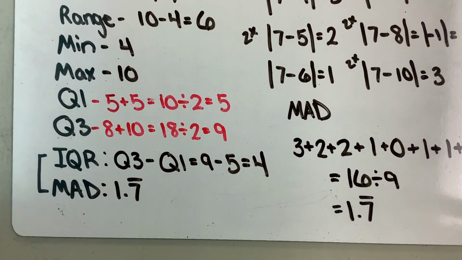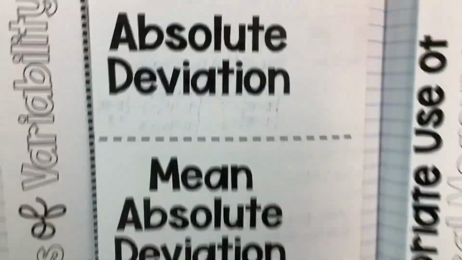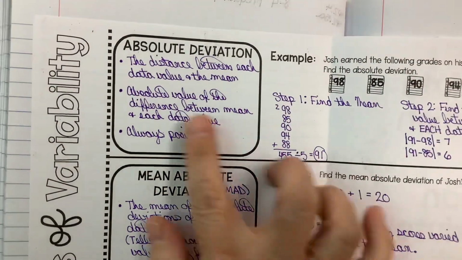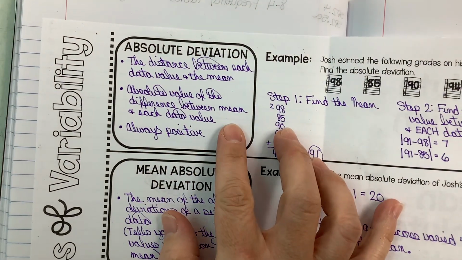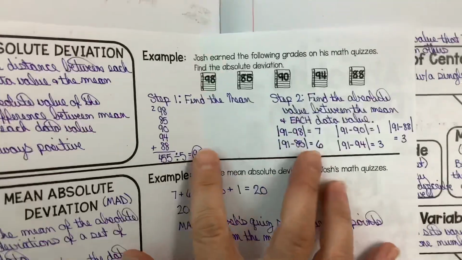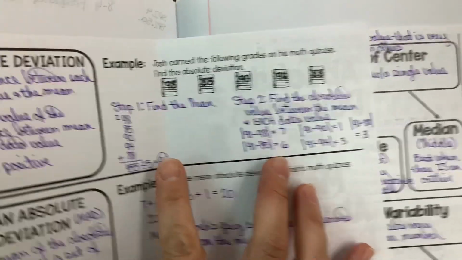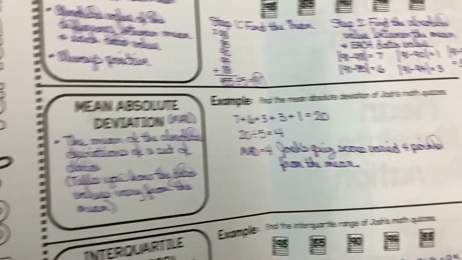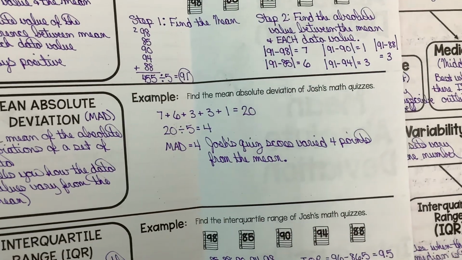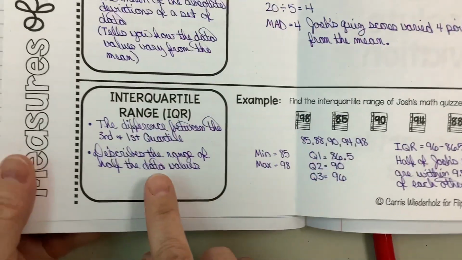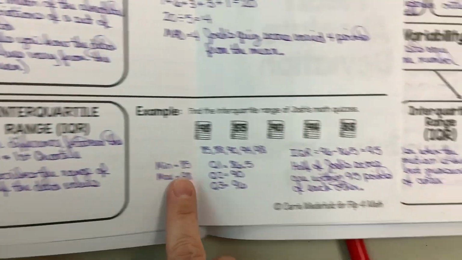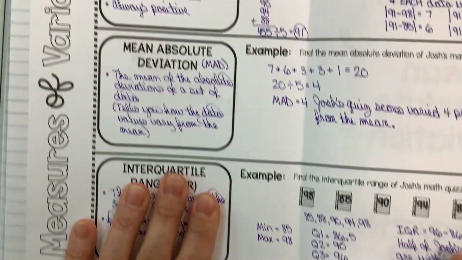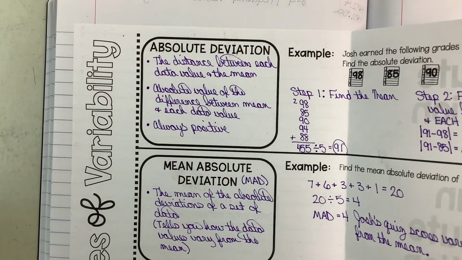In the notebook, we had this worksheet. So we have the definition of absolute deviation, and we have an example in the book. And then we have the definition of mean absolute deviation and an example, continuing on that example in the book. And we also talk about the interquartile range, and we have an example in the book. These are all measures of variability.